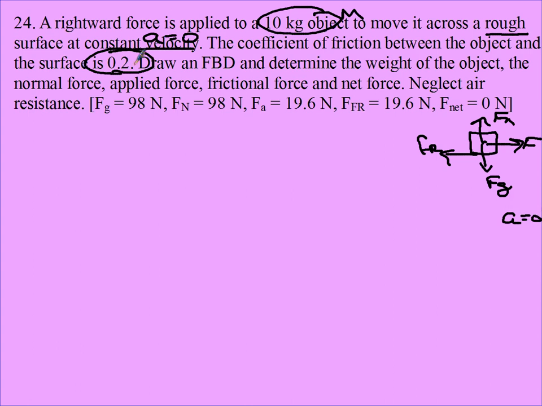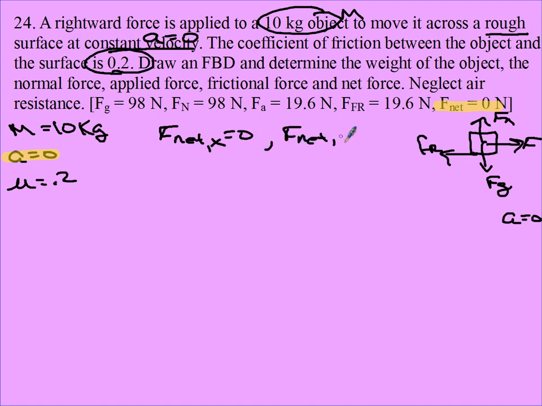Write down your givens. I know the mass is 10 kilograms. And A is 0 in every case. I'm going to go and write that down. Mu is 0.2. Right off the bat, I can tell you that the net force is going to be 0 because the acceleration is 0 in x and y. So you can just write that down. F net in the x direction is 0. F net in the y direction is 0.